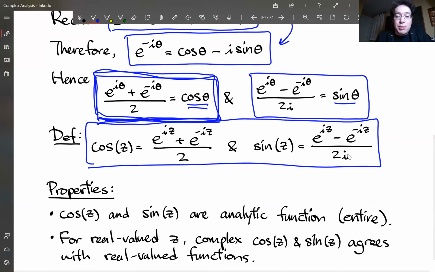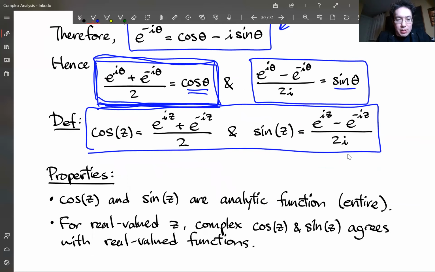Okay. So some properties. There's actually a lot of properties that I want to cover. Cosine and sine, first of all, are analytic functions. In fact, they're entire functions because the exponential function is an entire function. So I can take the derivative of this and write down that cosine is complex differentiable. So it's an analytic function. We get that for free.